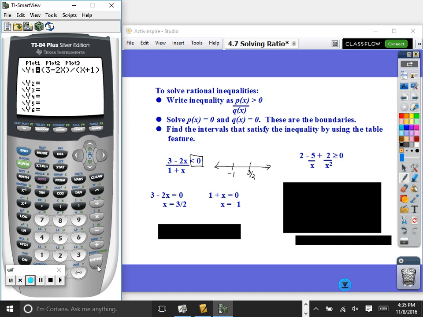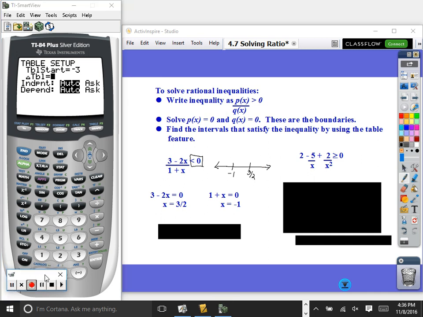Now, if we go to our table, we will not see halves unless we set our table change to halves. So let's go to our table set, and we can start at negative 3, but to see these halves, I'm going to have to change my table set to halves. So I'm going to put change table to 0.5. So now I can go to my table.